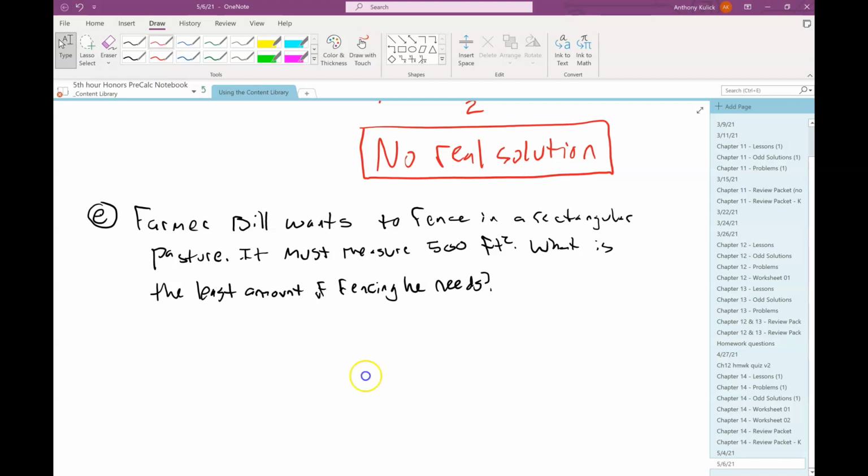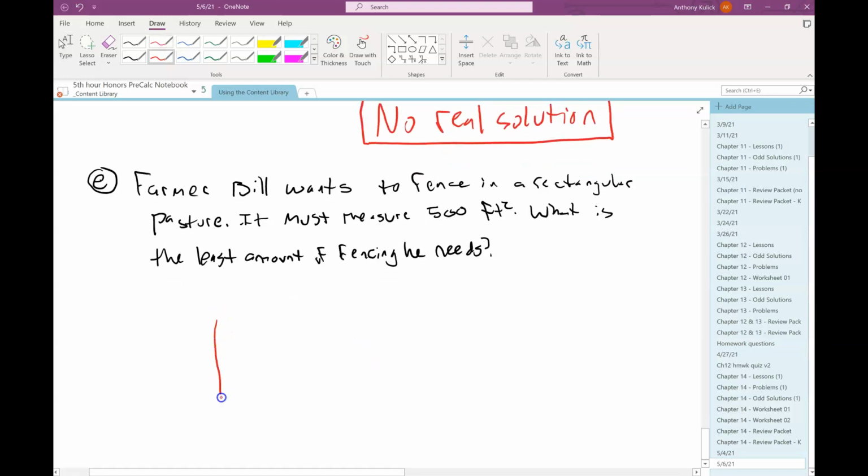So I would start just by drawing a picture so I can get a visual of this situation, since it's like a real life situation. So there's my rectangular pasture. Let's pretend that's a rectangle. It's pretty janky looking, but I'm going to call this side X and Y.